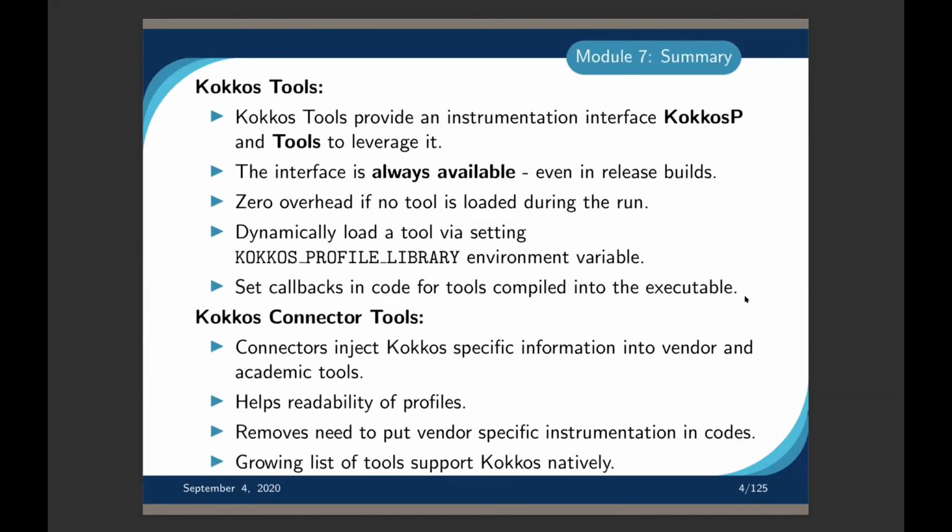Just as a little recap, we introduced the difference between the instrumentation interface Kokkos P and the tools that leverage that interface. One important thing, I hope you all got away from it, is that this interface is always there, even in your release build. So you can use the Kokkos tools with your executables without recompiling. You don't have to turn on any special options. It's zero overhead if you do not load the tool. And you do load the tool by setting the Kokkos profile library environment variable, and that can inject things into your code which uses the instrumentation layer.